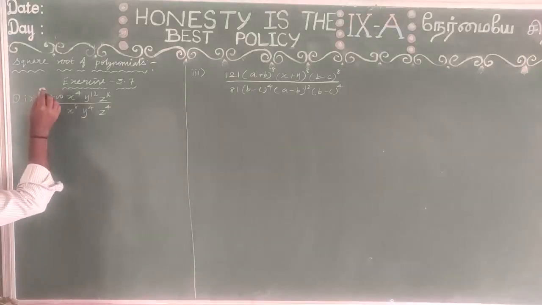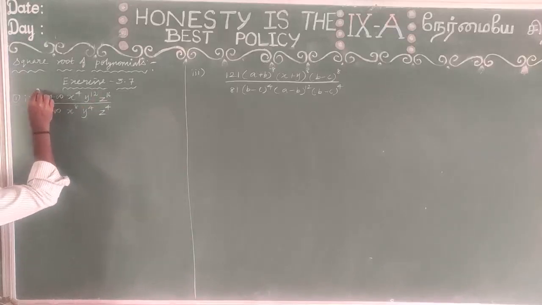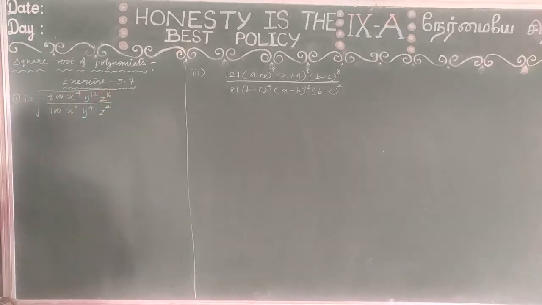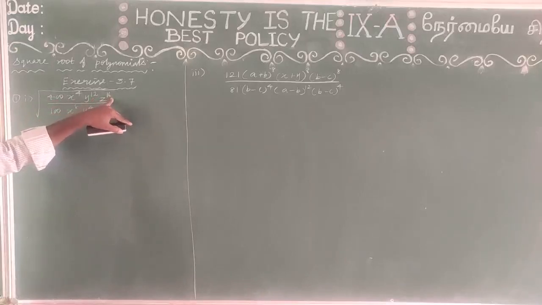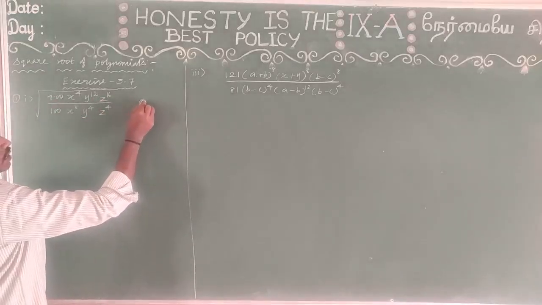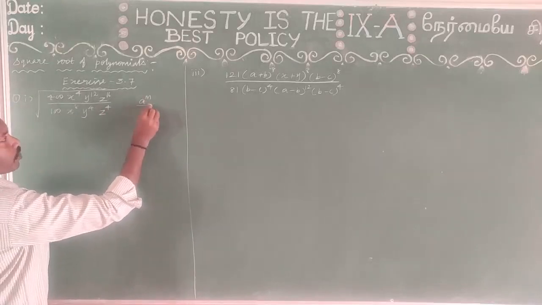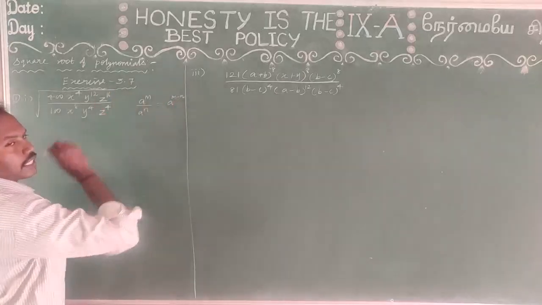First solution, exercise 3.7. First solution: find the square root of 400 x to the power 4 y to the power 12 z to the power 16 divided by 100 x to the power 8 y to the power 4 z to the power 4. We know the formula a to the power m divided by a to the power n is equal to a to the power m minus n.